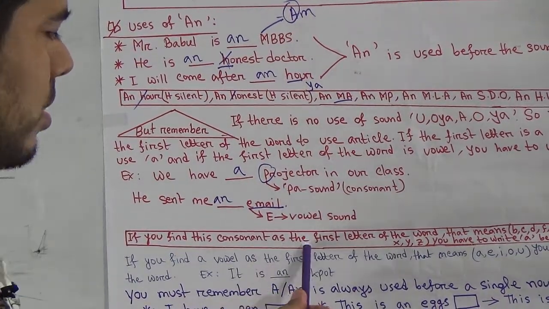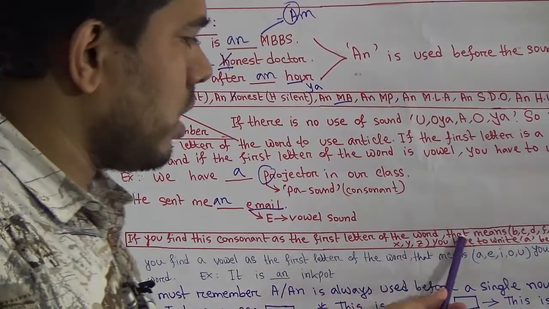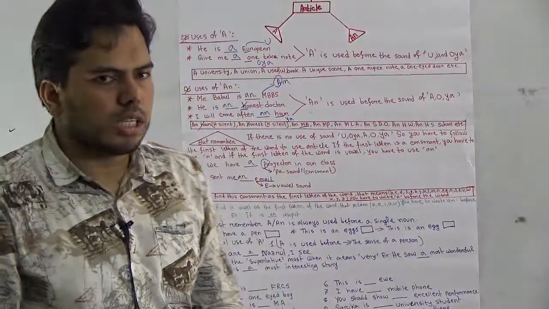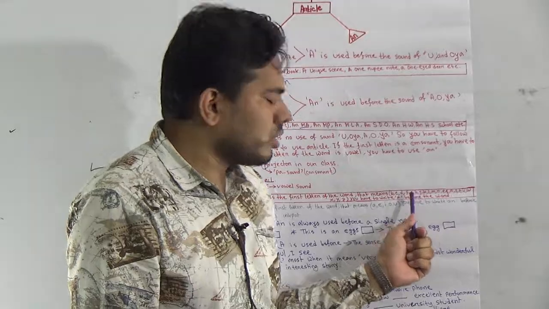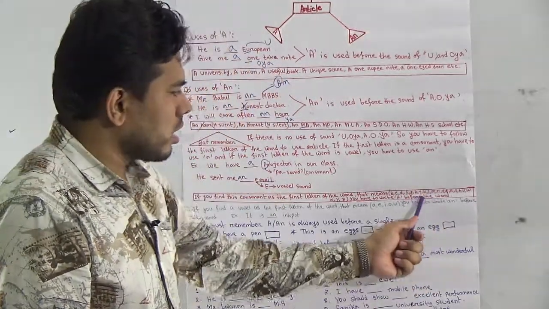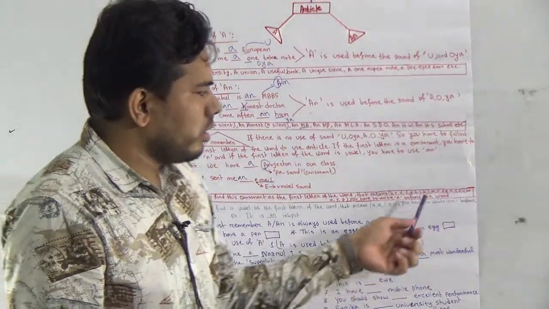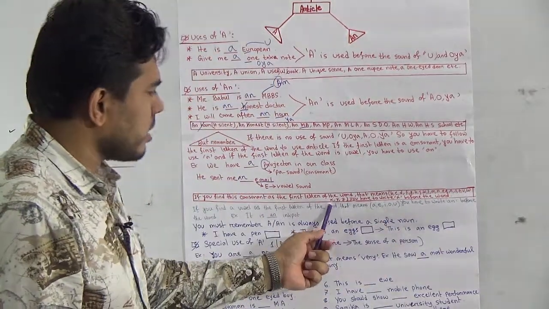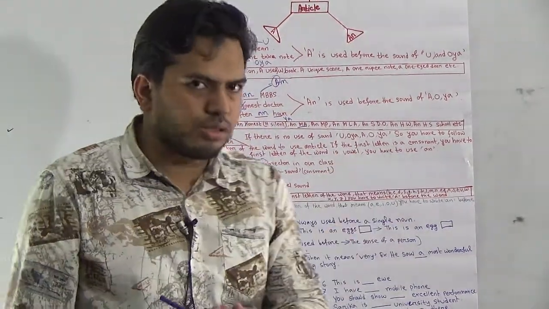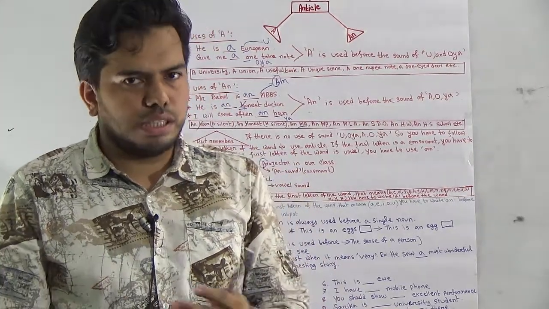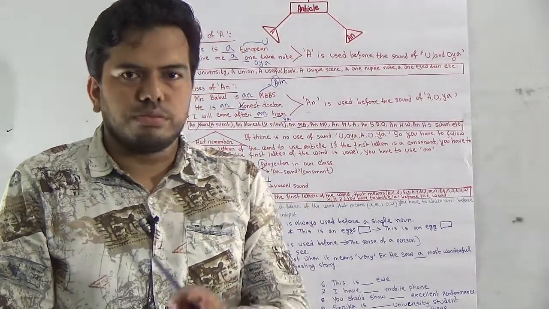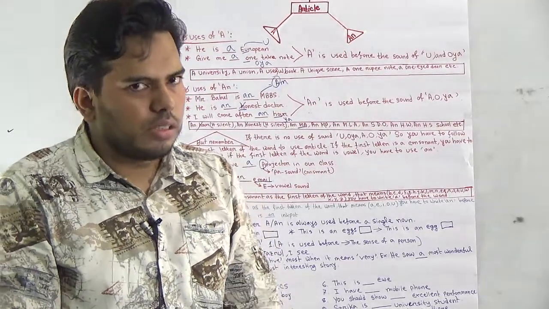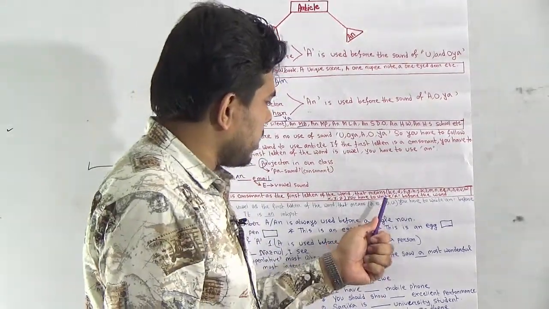If you find a consonant as the first letter of the word, that means, what are the consonants? The consonants are B, C, D, F, G, H, J, K, L, M, N, P, Q, R, S, T, V, W, X, Y, Z. These are our consonant letters. If you find a consonant letter in a word, then you must write article "a" rather than "an". Okay, next one.